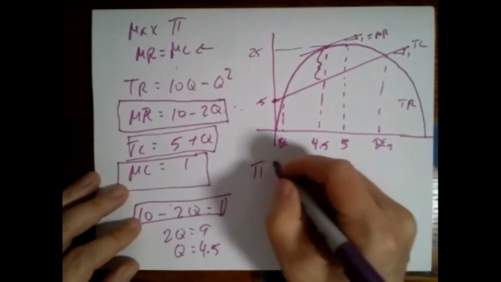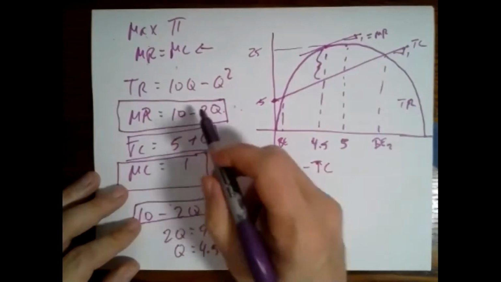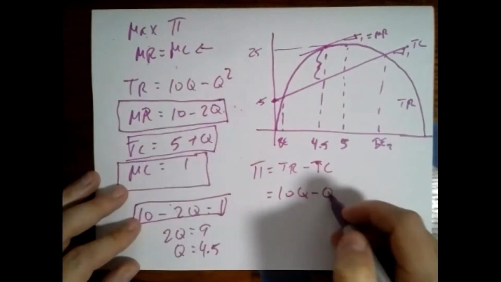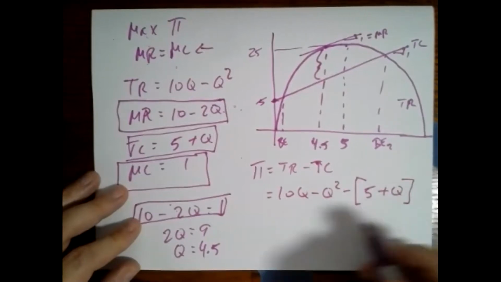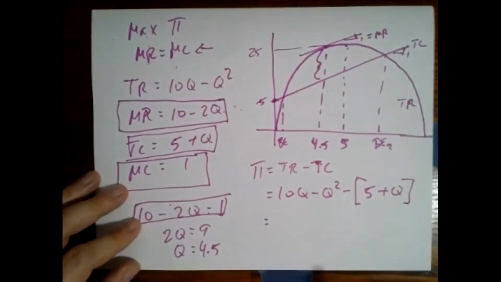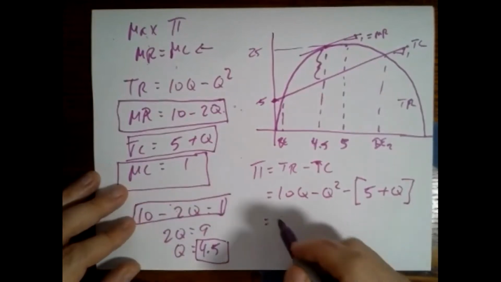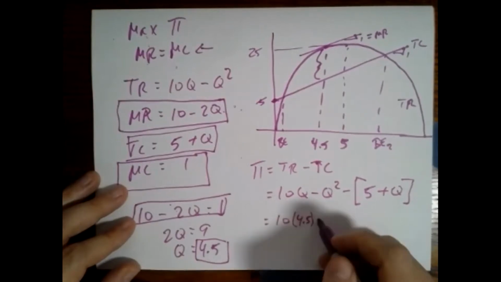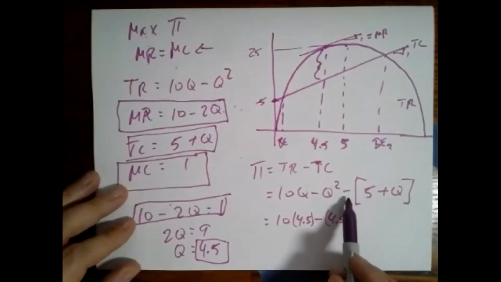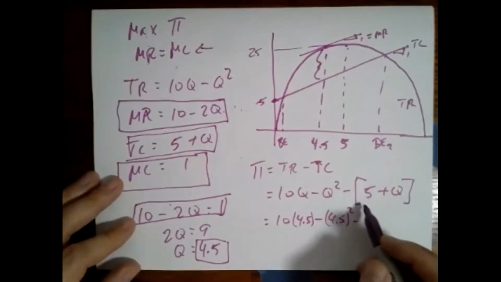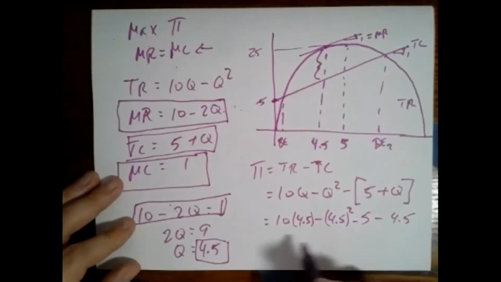Remember, our profit is total revenue minus total cost. So total revenue is 10Q minus Q squared, minus total cost, which is plus 5Q. So this is total revenue, this is total cost. Then we just plug in that 4.5. So we have 10 times 4.5 minus 4.5 squared. And then we can distribute the negative. So we get minus 5 minus Q, which is just 4.5.